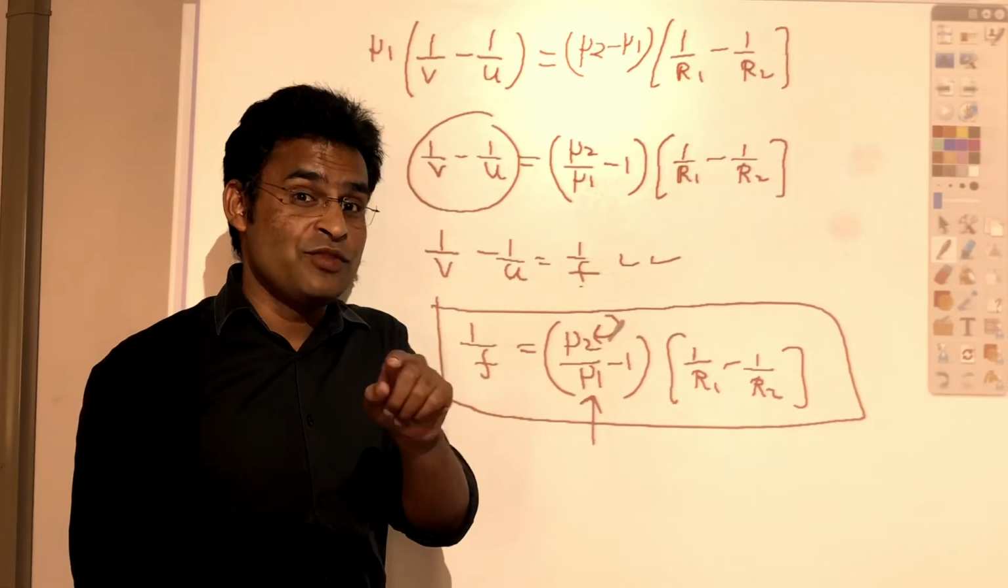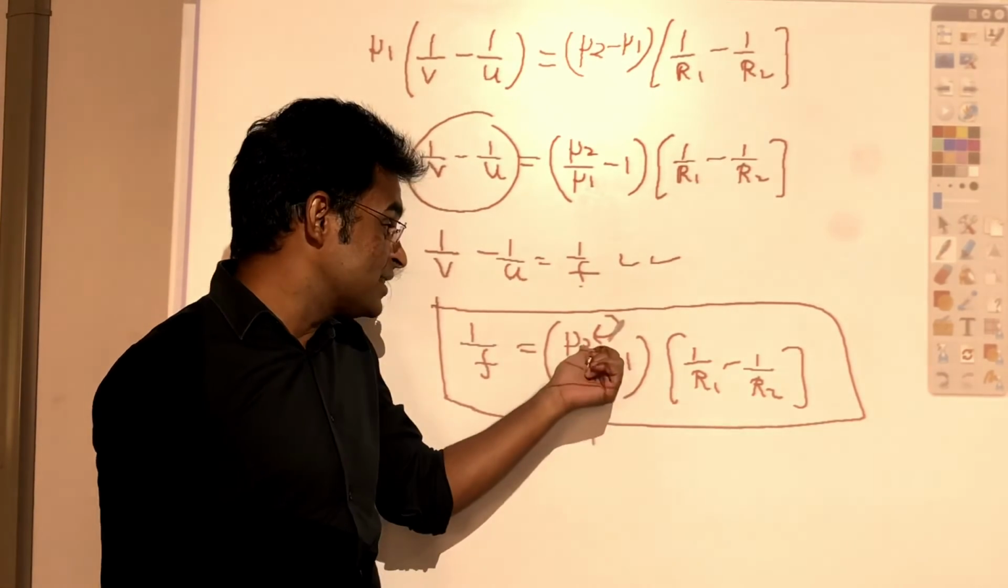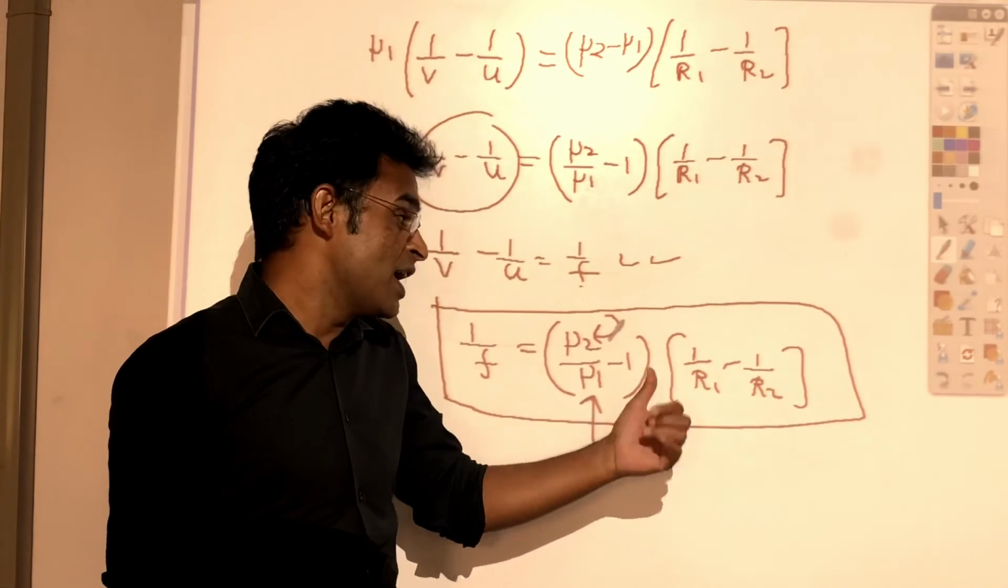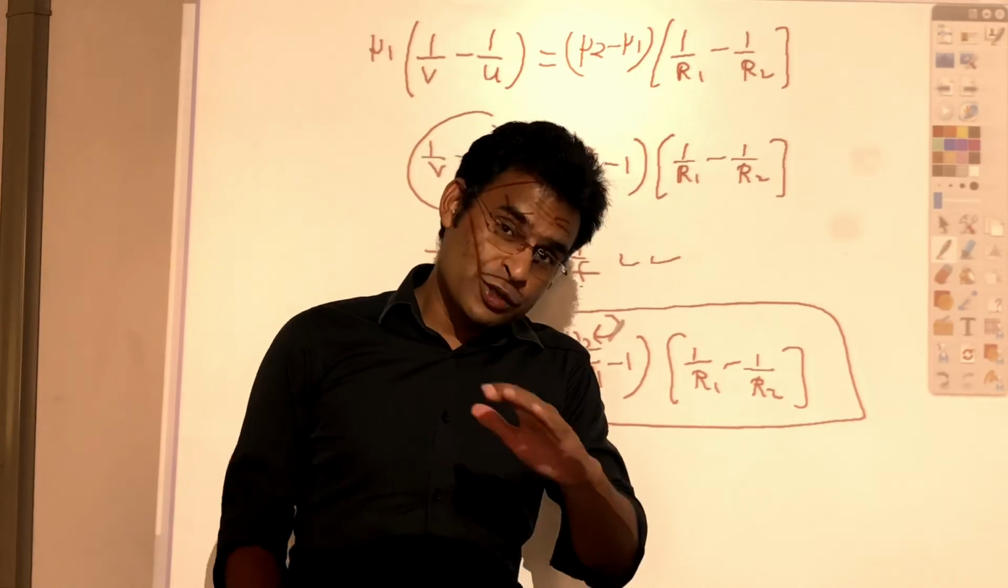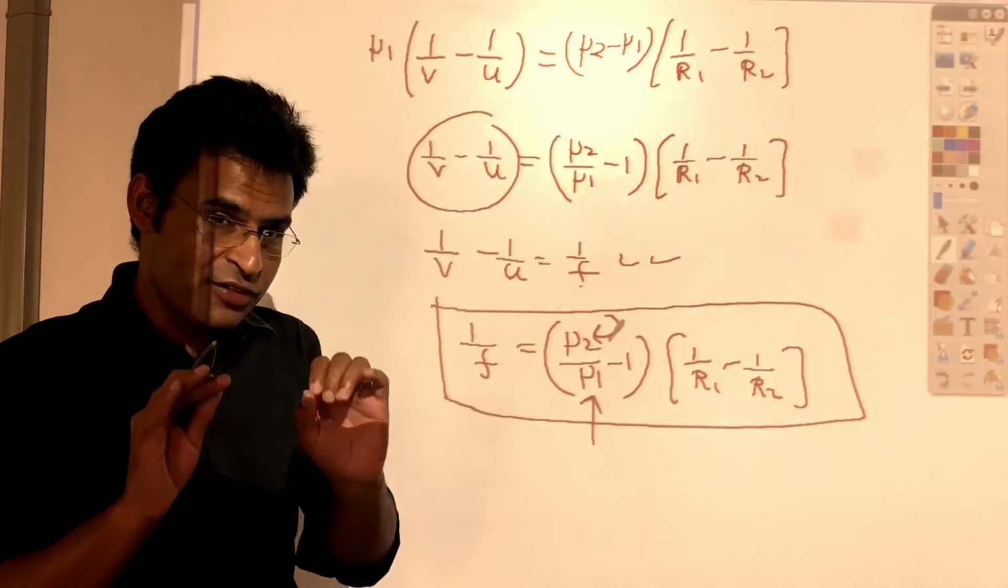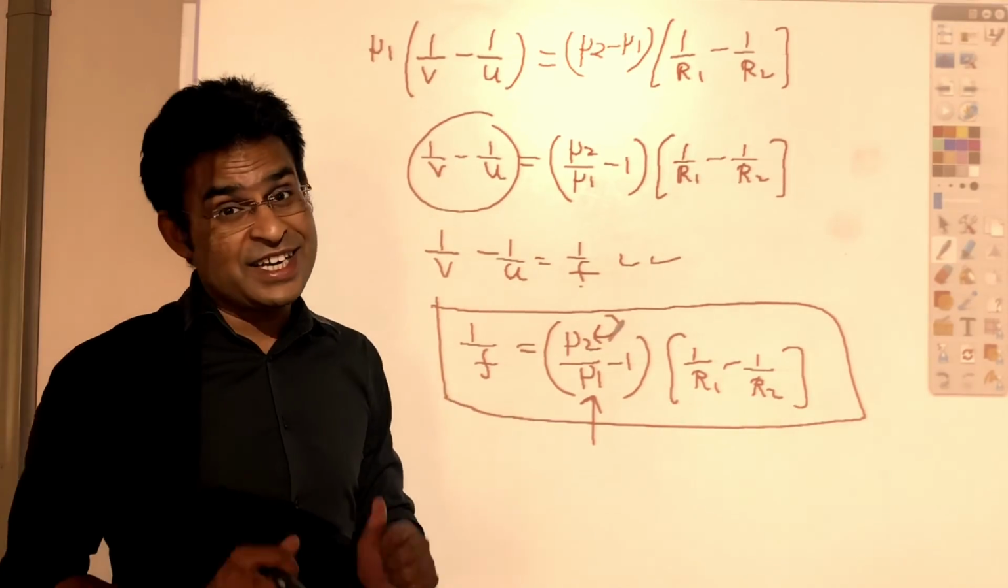So you have to decide in which medium the focal length should be used, second, which material we have to use, and third, what should be the left side radius and what should be the right side radius. To make any lens for a particular focal length, we have to use this formula. That's why we say this formula is the lens maker formula.